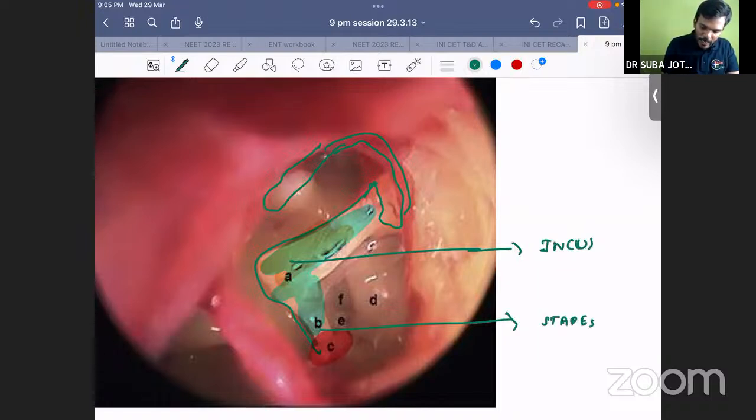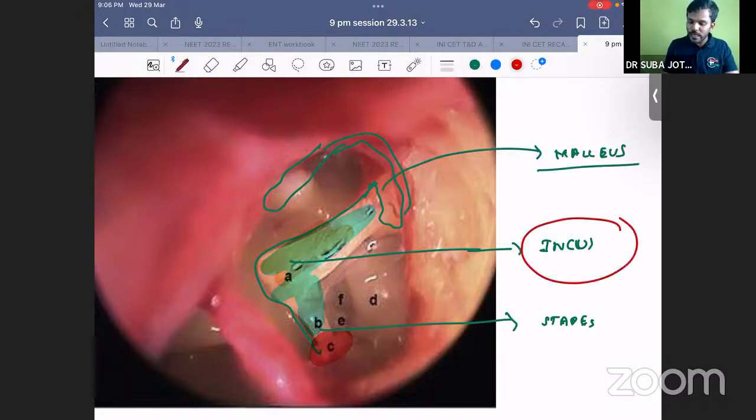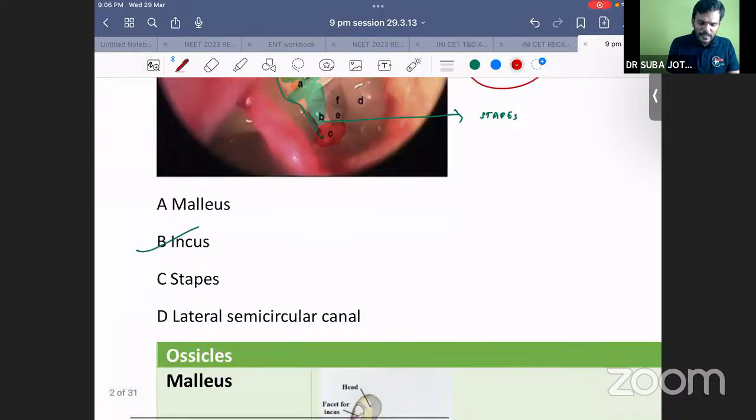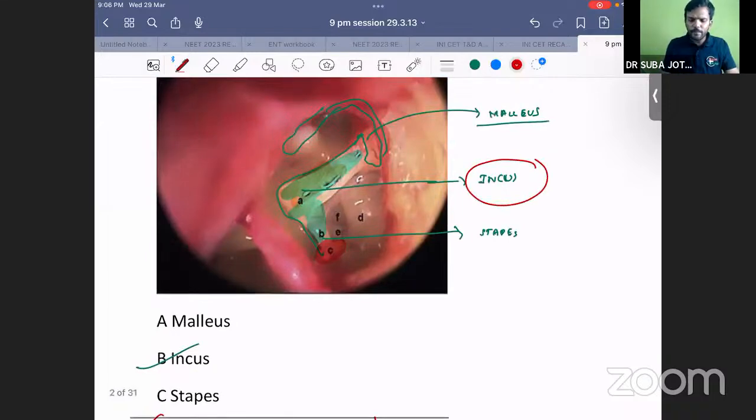The malleus is not visualized entirely in this endoscopic picture. So this is the malleus, and in this endoscopic image, you have to identify the incus. Here, the lateral semicircular canal cannot be visualized. You just have to keep this in mind. This is viewing through the ear canal.